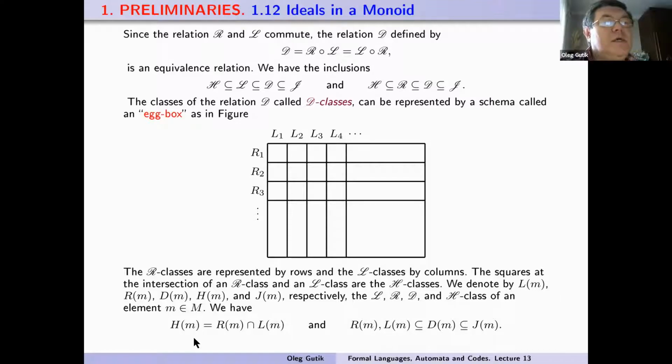We have that H(m) is equal to R(m) intersection L(m), and R(m) and L(m) are a subset of D(m). This is a subset of J(m).